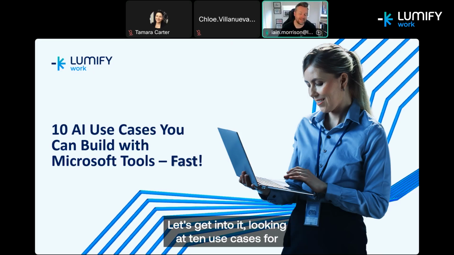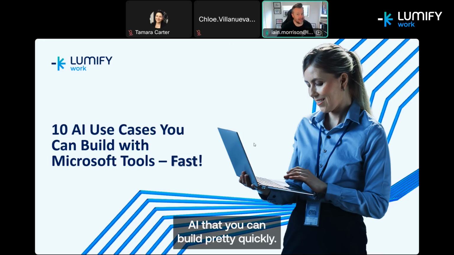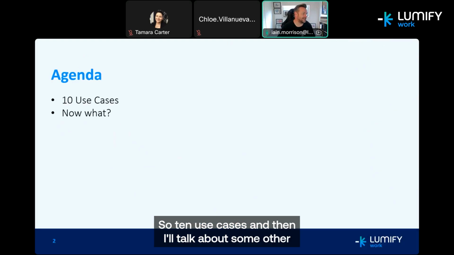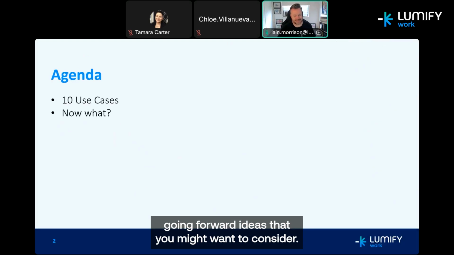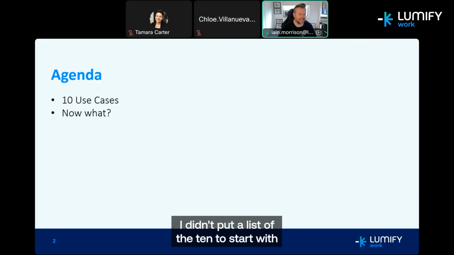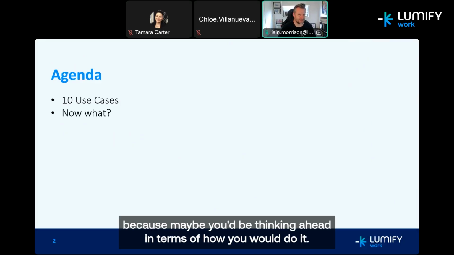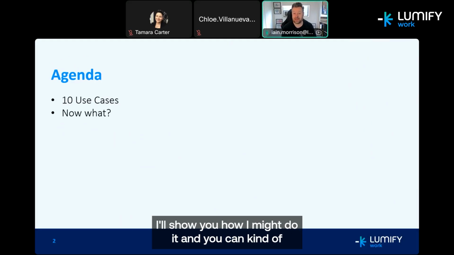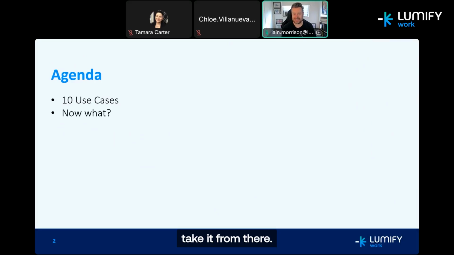But let's get into it, looking at 10 use cases for AI that you can build pretty quickly. So the 10 use cases, and then I'll talk about some other going forward ideas that you might want to consider. I didn't put a list of the 10 to start with, because maybe you'd be thinking ahead in terms of how you would do it. I'll show you how I might do it, and you can kind of take it from there.